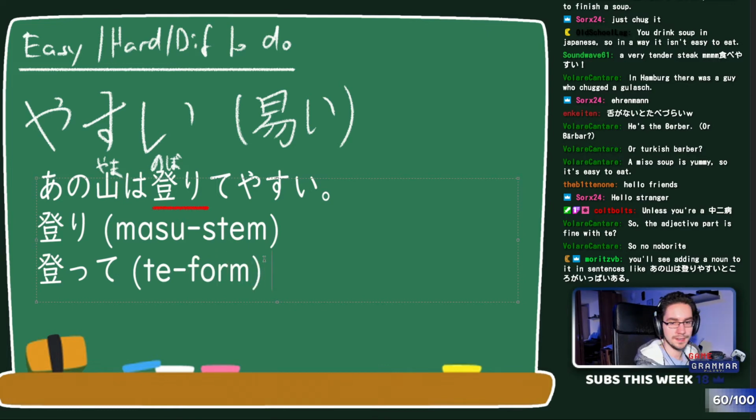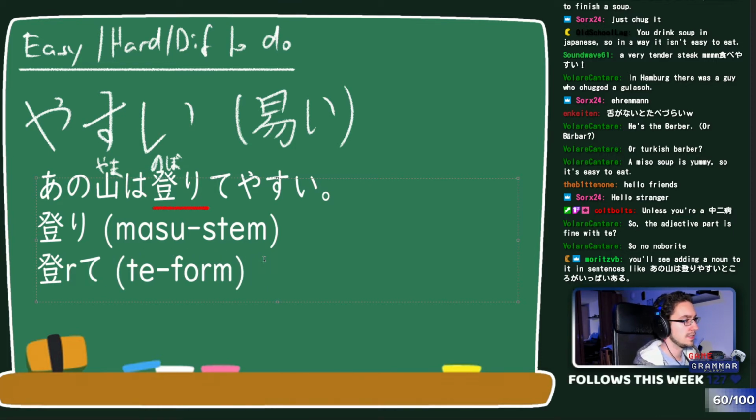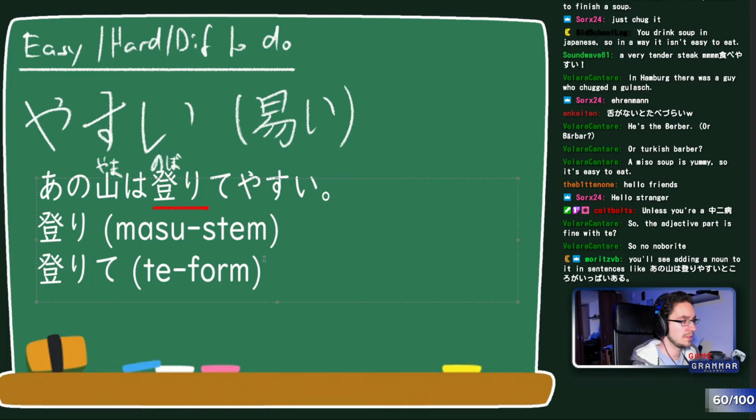In classical Japanese, the te form was just a masu stem with the auxiliary te. So it looked like this. But this is not really used anymore. The only place where you'll see it is in older texts or in games where they purposefully want to make something seem older. They will use maybe noborite. But generally no one uses this anymore, so you will very, very rarely see this.